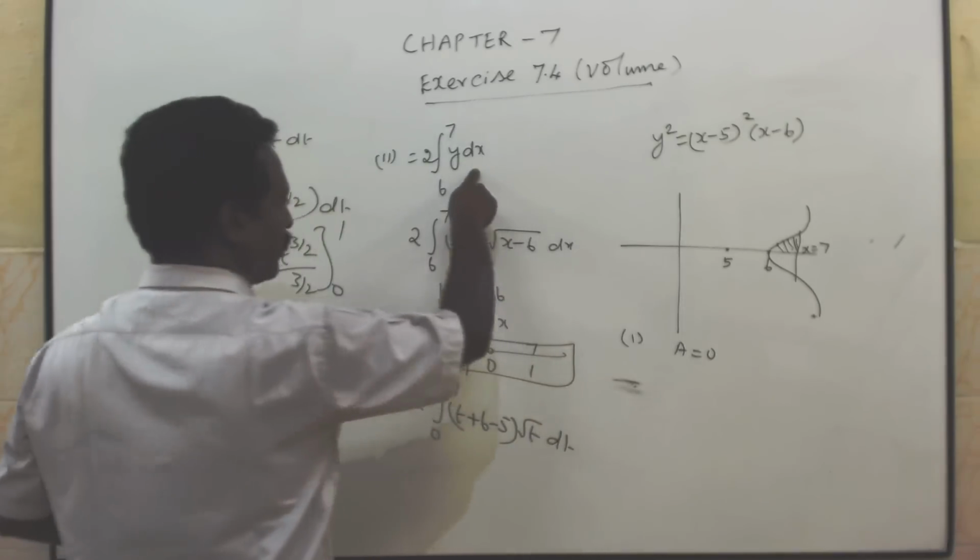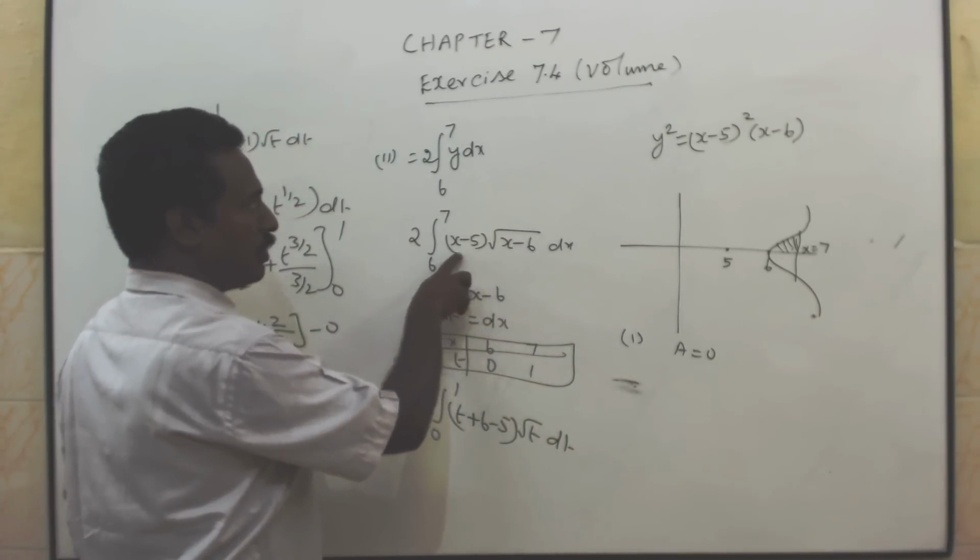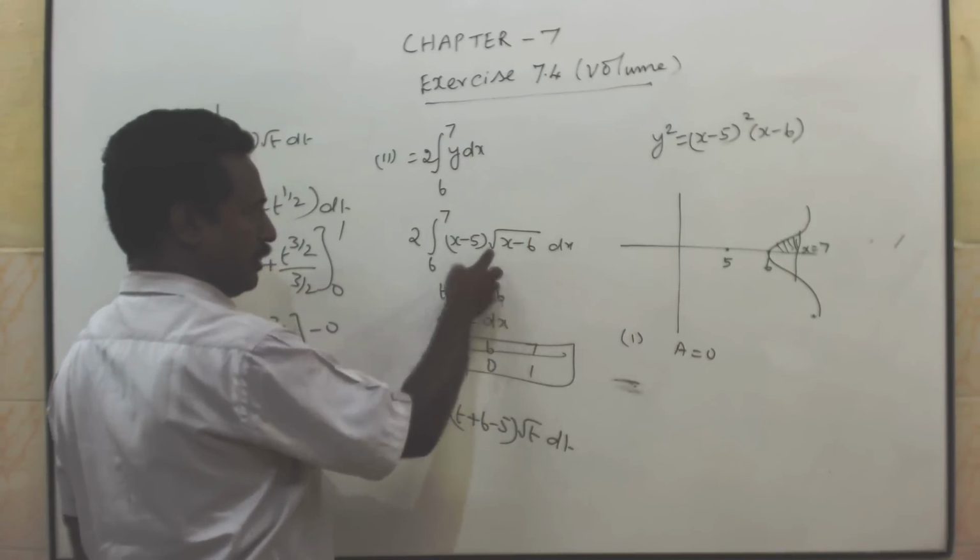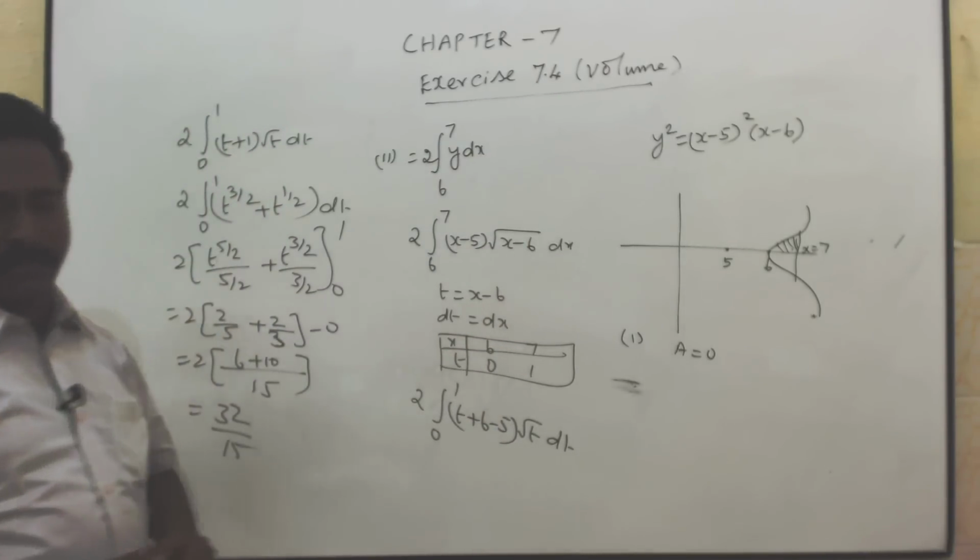2 integral 6 to 7 y dx. From y square we have to find out y. Here we cannot integrate directly, so we use the substitution method.